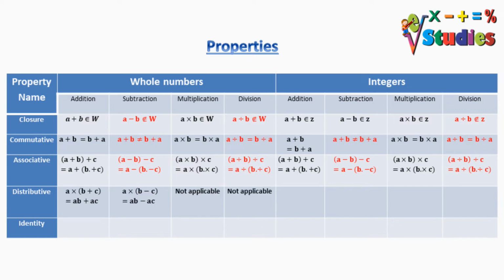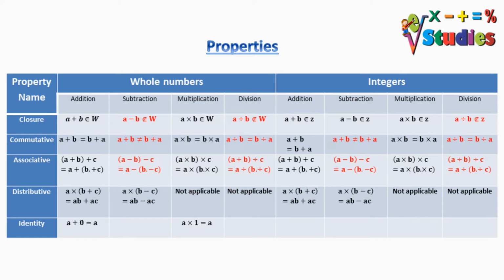Also, when we look at the distributive property of whole numbers, we can say that distributivity of multiplication over addition is true for whole numbers, and it is also true over subtraction for whole numbers. It also applies to integers. In integers, the distributivity of multiplication over addition and subtraction is true, whereas for multiplication and division, it is not applicable.